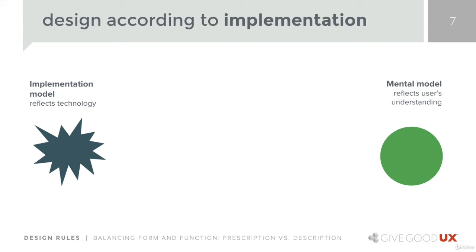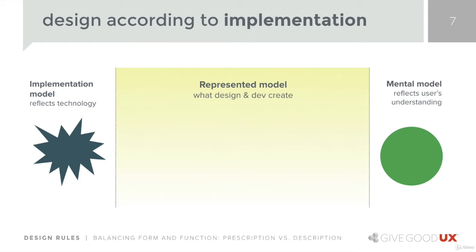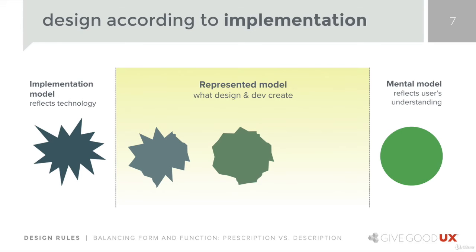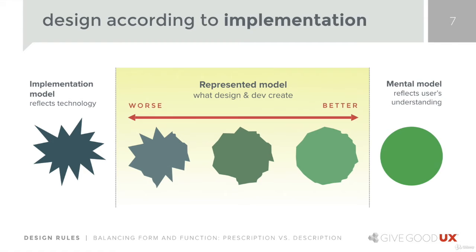On the other side, we have what we know to be a mental model. This reflects the user's understanding of what they see, right? This is what they're used to. These are the visual cues that say, oh, okay, I think I know how to use that. In between, there's what Cooper called a represented model. That's what design and development create. Now, that creation, that design and development, that implementation, the closer it is to the user's mental model, the better the user experience is. All right?